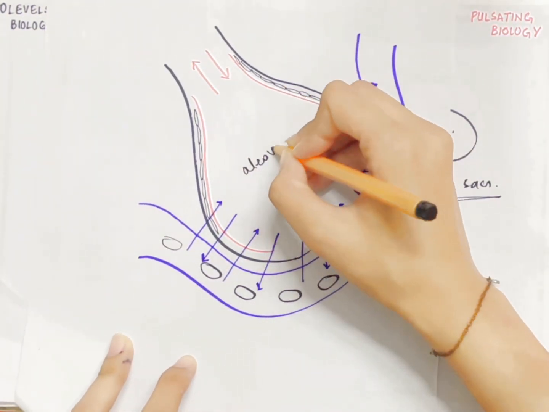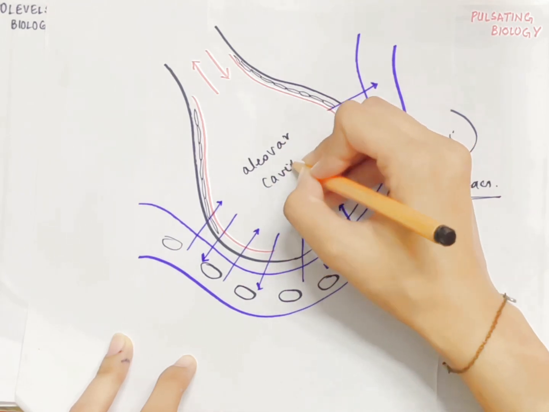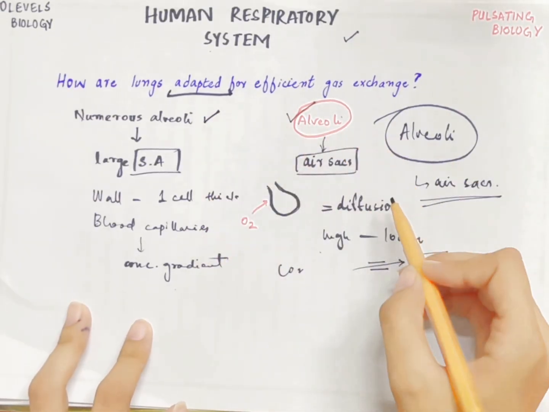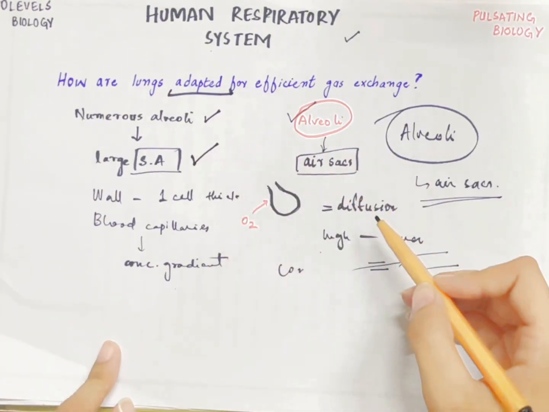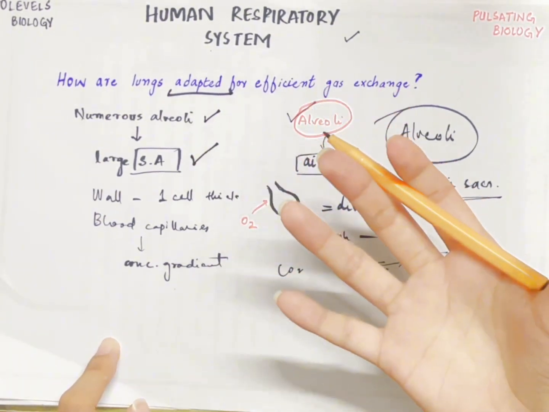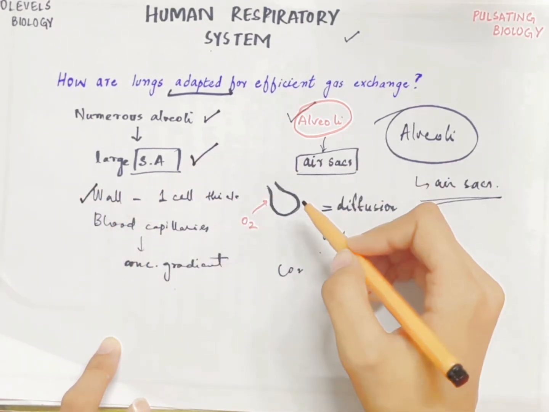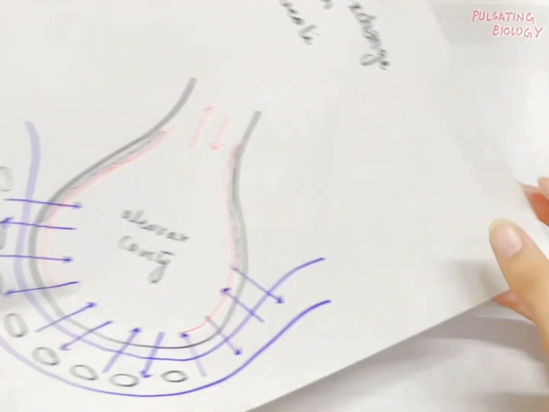That inner part of the alveoli is known as the alveolar cavity, and we say that there are numerous alveoli present, and they provide a large surface area to volume ratio, due to which gaseous exchange is sufficiently able to take place. When you talk about the wall of the alveoli, we say it's almost 1 cell thick.